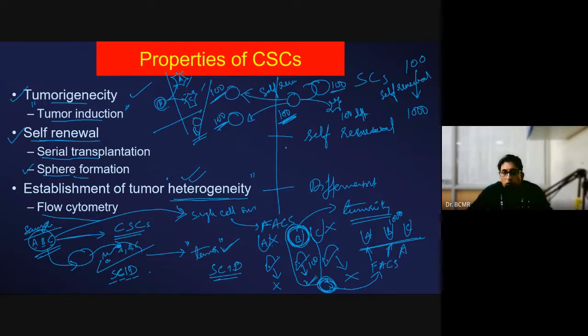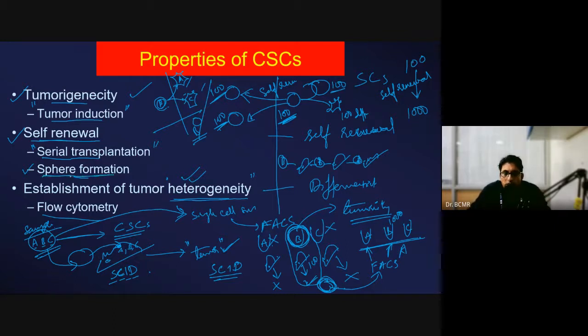You can keep on doing this. Say we took a sample, put it in mice, and got a tumor. Again, we take B cells from the tumor, and again, you transplant into different animals like this. For several rounds, you can do it. That is what is meant by serial transplantation. Serial transplantation is an in vivo way of proving that the test cells have the self-renewal capacity.